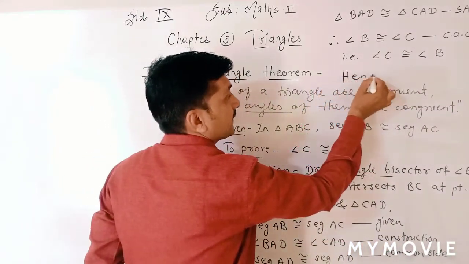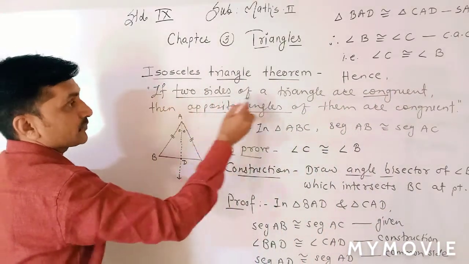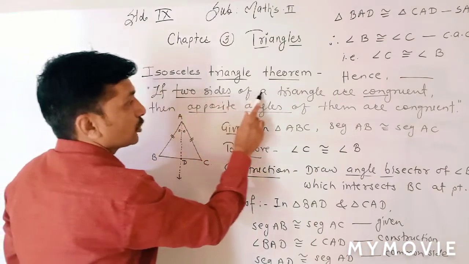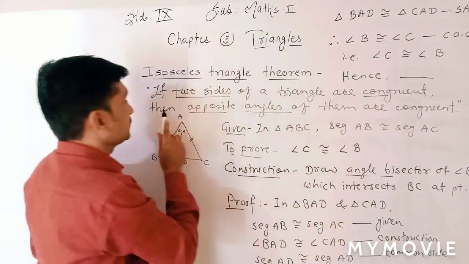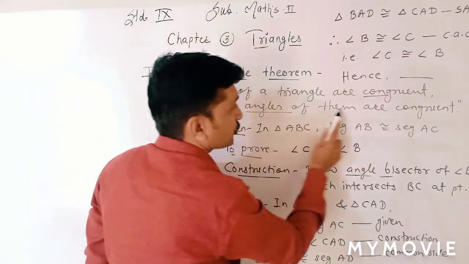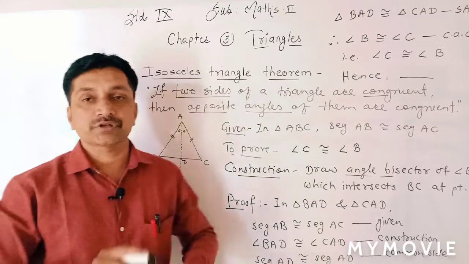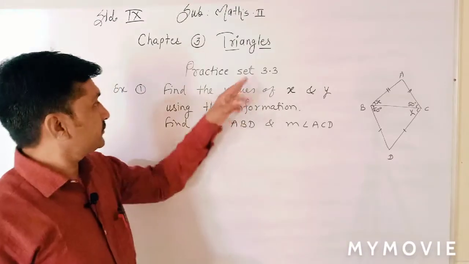After that, write 'hence' or 'therefore' and then this statement. Continue this statement: if two sides of a triangle are congruent, then opposite angles of them are congruent. In this way, the isosceles triangle theorem is proved. Now let's start practice set 3.3.